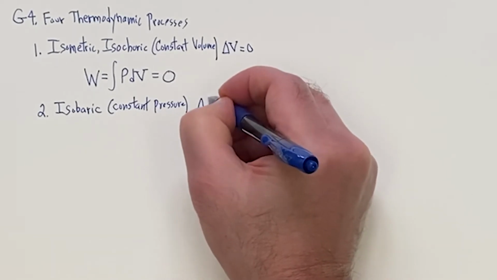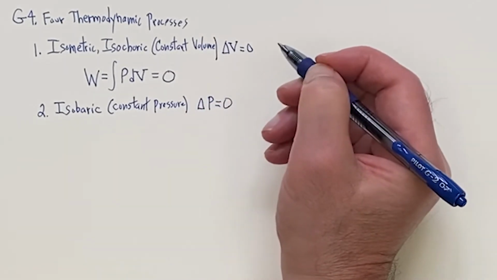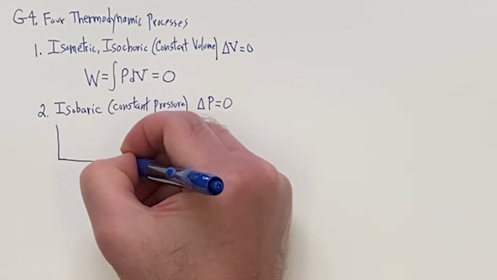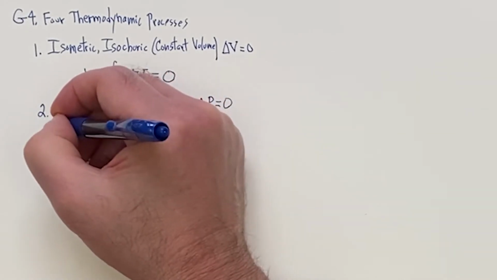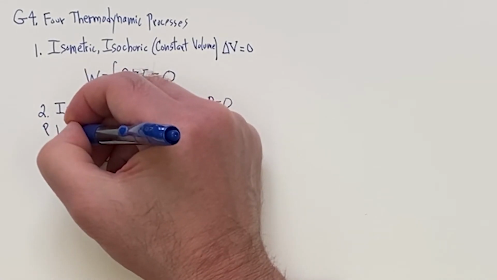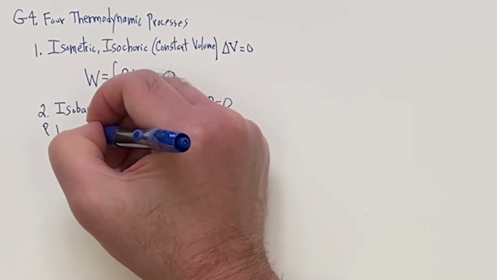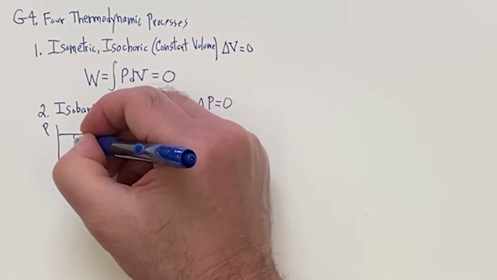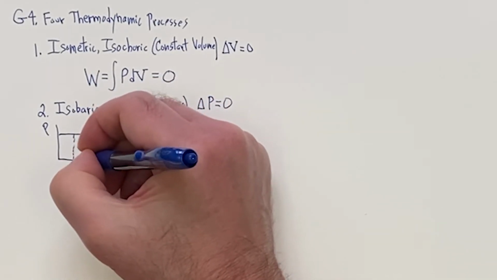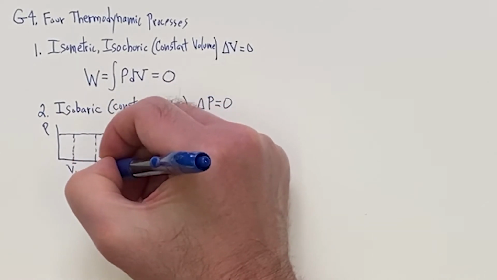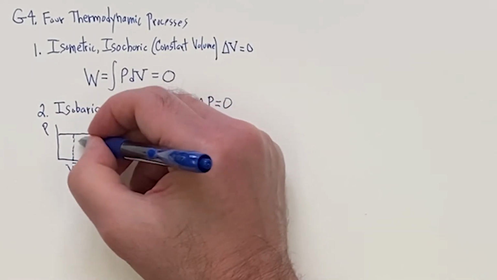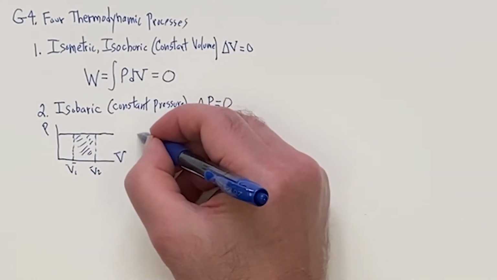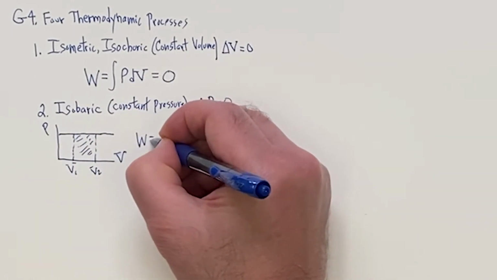So that means delta P is equal to 0. Okay, well now we have that nice case that we looked at earlier, where if we have the volume and here the pressure, and it's constant along this line, and say we started with volume 1, and it pushed out to volume 2, then the work is going to be the area under that graph.